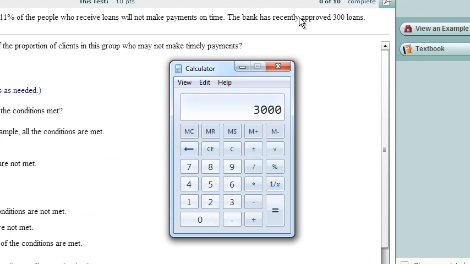Next, we have the success failure condition, which states 10 expected successes, 10 expected failures. To get the number of expected successes, we need to take n, which is 300, times p. That's the number of expected successes. To get the number of expected failures, we need to take n times q. And if you notice, 33 plus 267 equals 300. np plus nq equals 300.